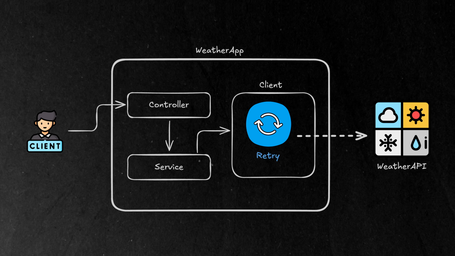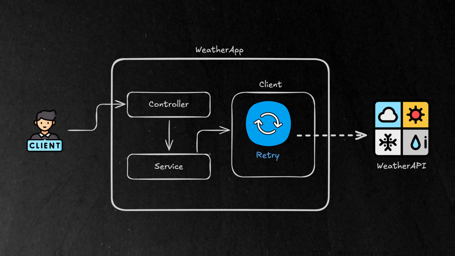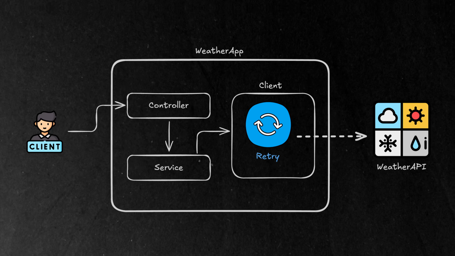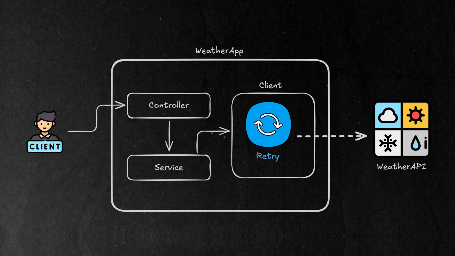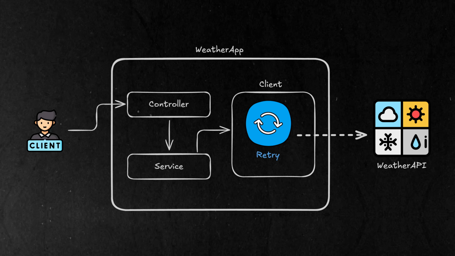When a request to an external service fails, instead of failing immediately, the system will retry the request, hoping that the issue is temporary and will be solved by the next request.